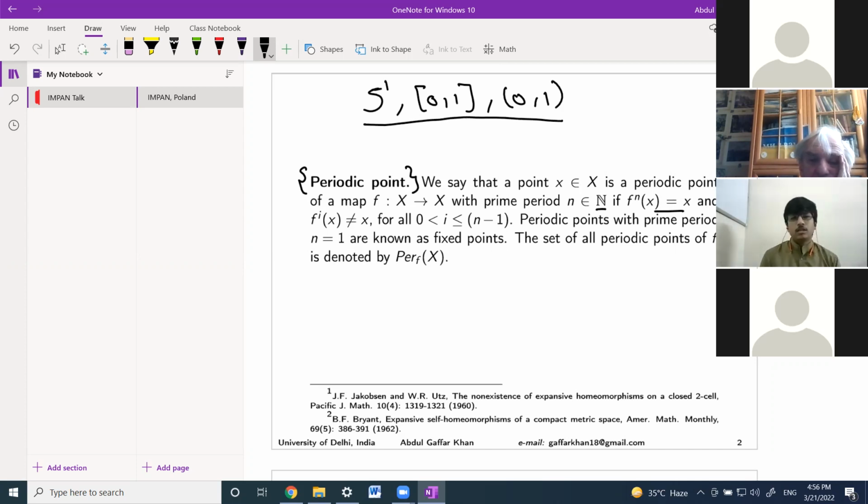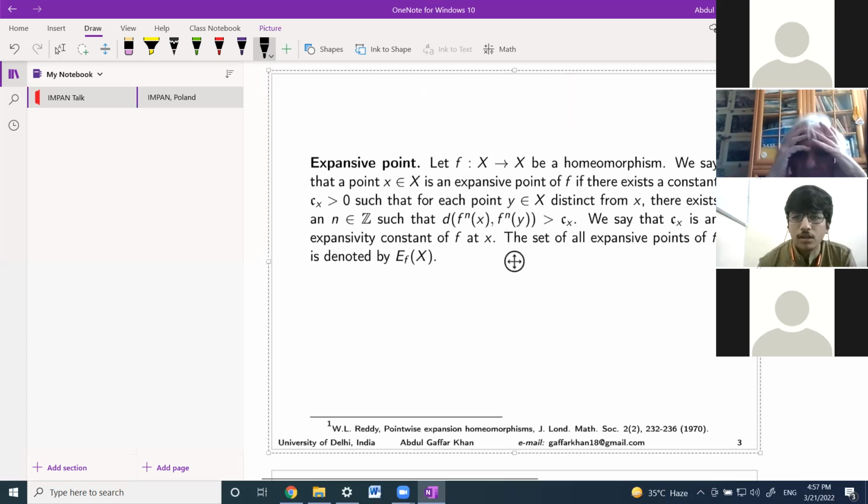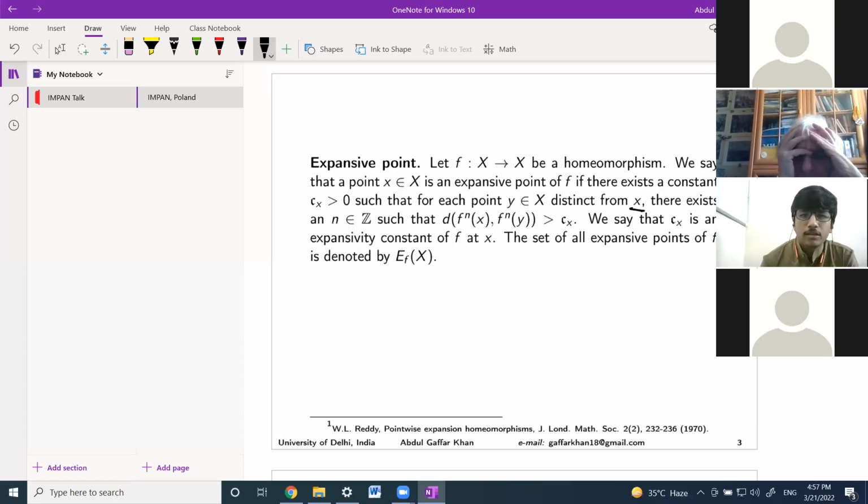But these three spaces are important because they further motivated Reddy to explore the notion of expansive points. An expansive point, as we have recalled, is a point x so that we can find a constant C depending on the choice of point x, so that for any point y distinct from x, the orbits of y and x can be made C_x distance apart.